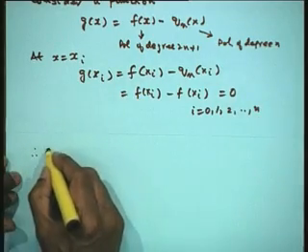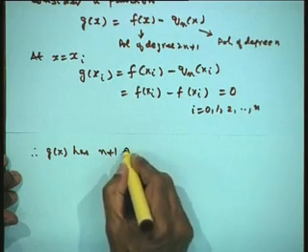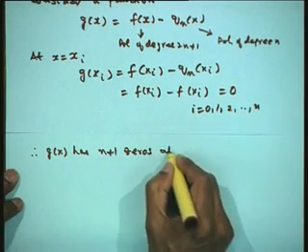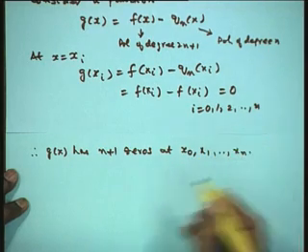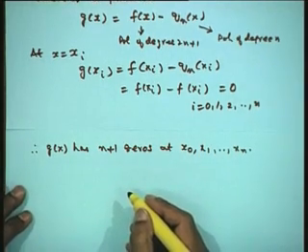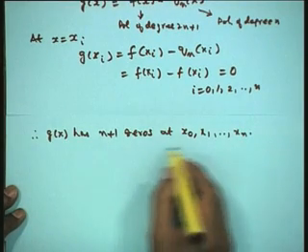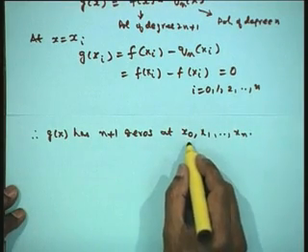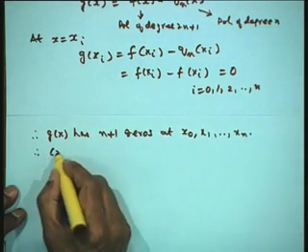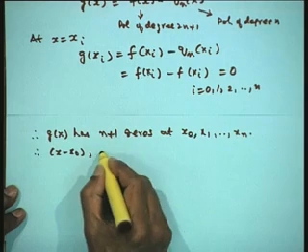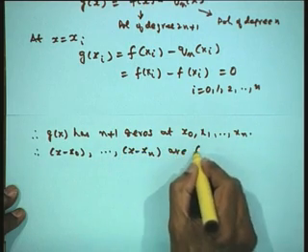Therefore g(x) has n plus 1 zeros at x_0, x_1, ..., x_n. What does that mean? These are n plus 1 zeros, which means (x minus x_0), (x minus x_1), ..., (x minus x_n) can be factors. Therefore (x minus x_0) and so on up to (x minus x_n) are factors of g(x).